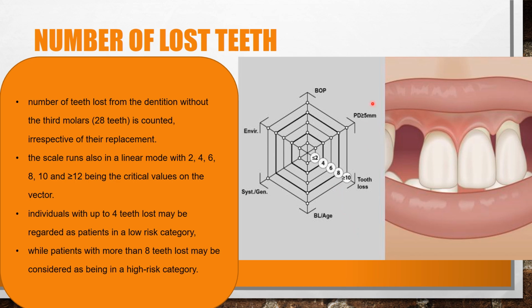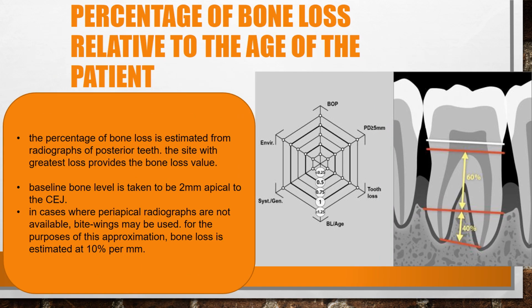Coming to the next factor, that is the percentage of bone loss related to the age of the patient. 1 mm is considered as 10%. You can see that this is 40%, and this is 60%. In the picture, 1 mm is considered as 10%, and you can see that it is 2 mm below the CEJ. So it will be counted from 2 mm below the CEJ, and if the bone loss is greater than their age, obviously it will be with higher risk.